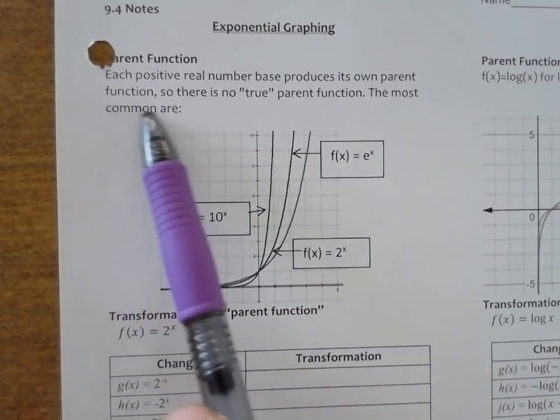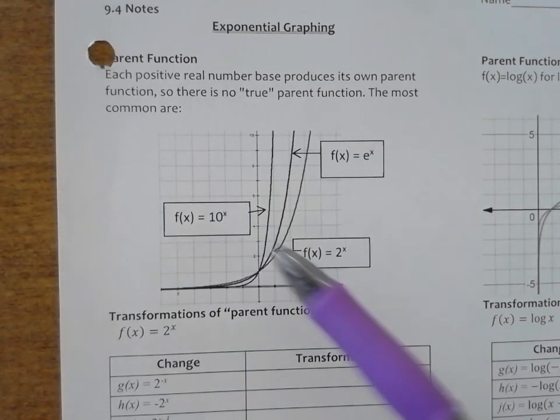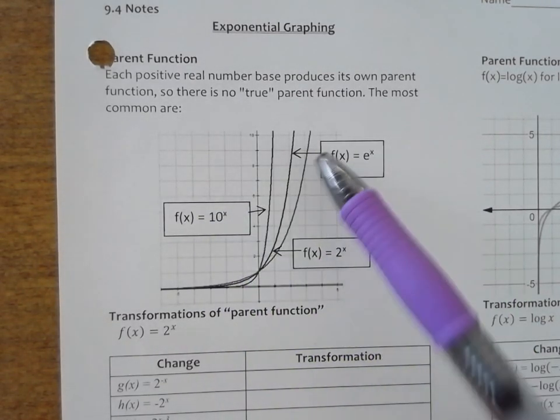Alright, so the parent function. Each positive real number base produces its own parent function. So in exponentials, you don't really have a true parent function, whereas in linears, it's definitely always y equals x, or in quadratics, it's always y equals x squared. Here, each of these are their own parent functions.